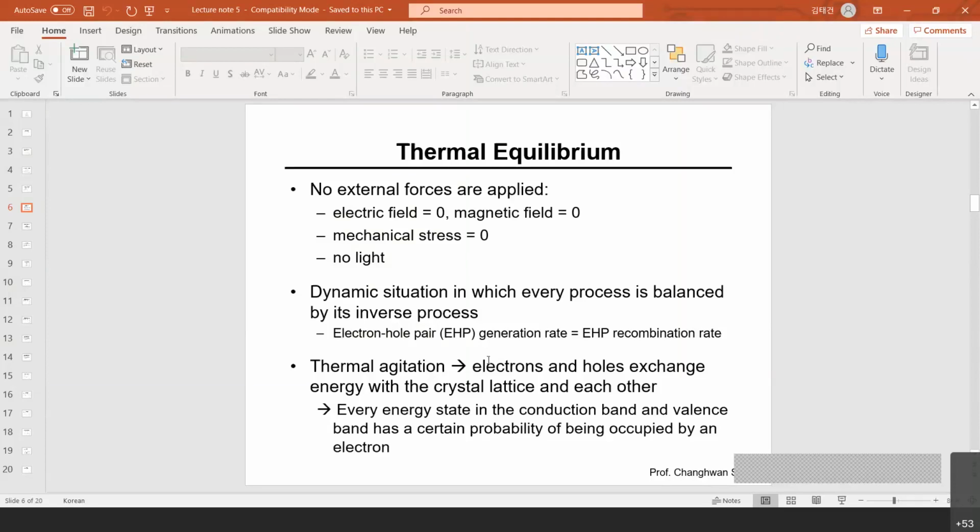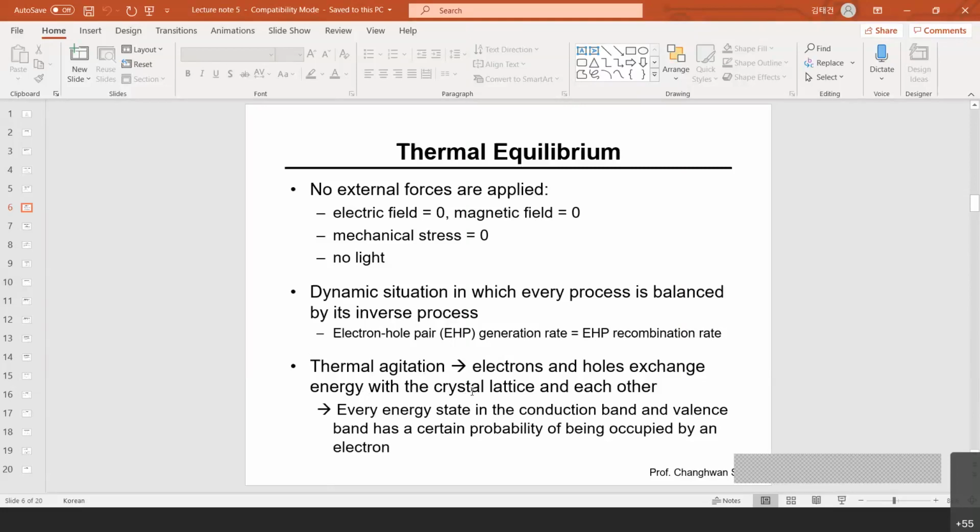Okay, so herein I described that every process that happens in silicon material is well balanced by its inverse process. For example, electron-hole pairs are created, but at other places electron-hole pairs are recombined together. So the total number of electrons and holes is always maintained. And through thermal agitation, electrons and holes exchange energy with each other, even with the crystal lattice. So electrons and holes are roaming around within a silicon crystal.